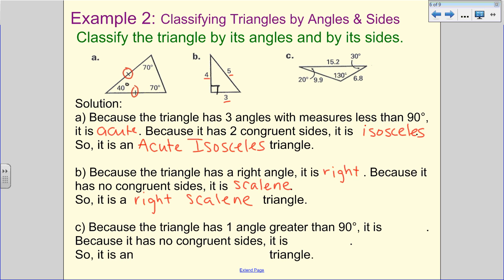And now if we look at C, we have a 20-degree angle, we have a 30-degree angle, and then we have a 130-degree angle. We have sides measuring 9.9, 6.8, and 15.2. So because the triangle has one angle greater than 90 degrees, it is obtuse. Because it has no congruent sides, it is scalene. And so it is an obtuse scalene triangle.